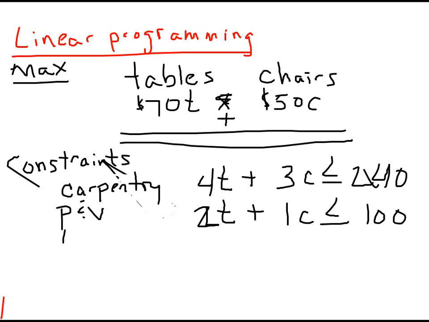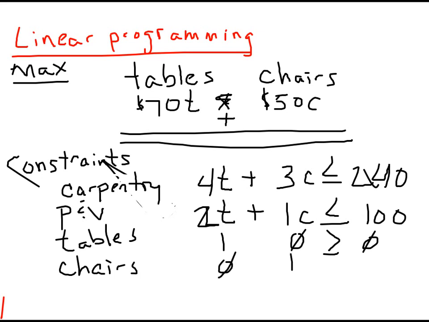I also know that my tables, as we did in class, have to be greater than or equal to 0, because I can't have negative numbers. And for my chairs, they have to be greater than or equal to 0, so I don't have negative chairs.